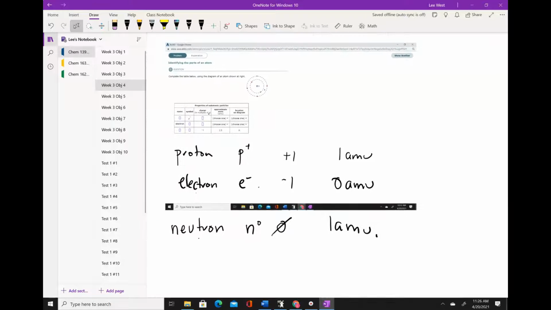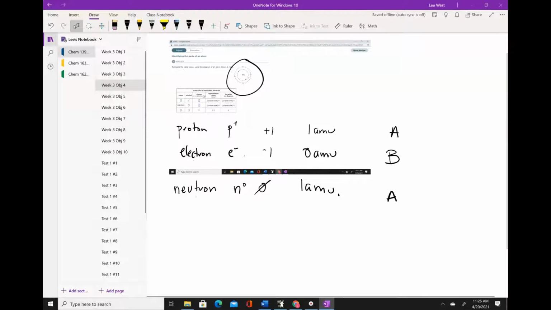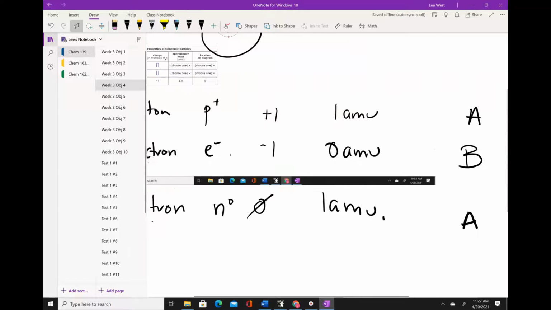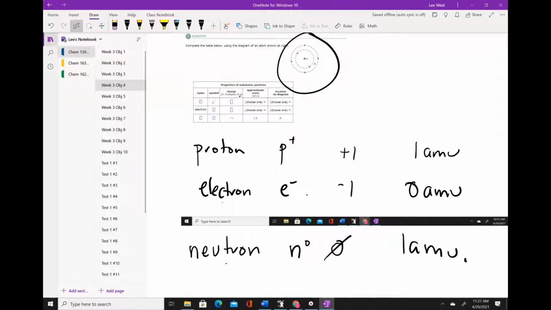Now, just with reference to this diagram, where are they located? Well, protons and neutrons are in the nucleus, which on this diagram is labeled as A, and then electrons are outside the nucleus, okay? So that's all of the information, right? Well, we've got name, symbol, charge, mass, location for proton, electron, and neutron. So what have we got up here with respect to that?